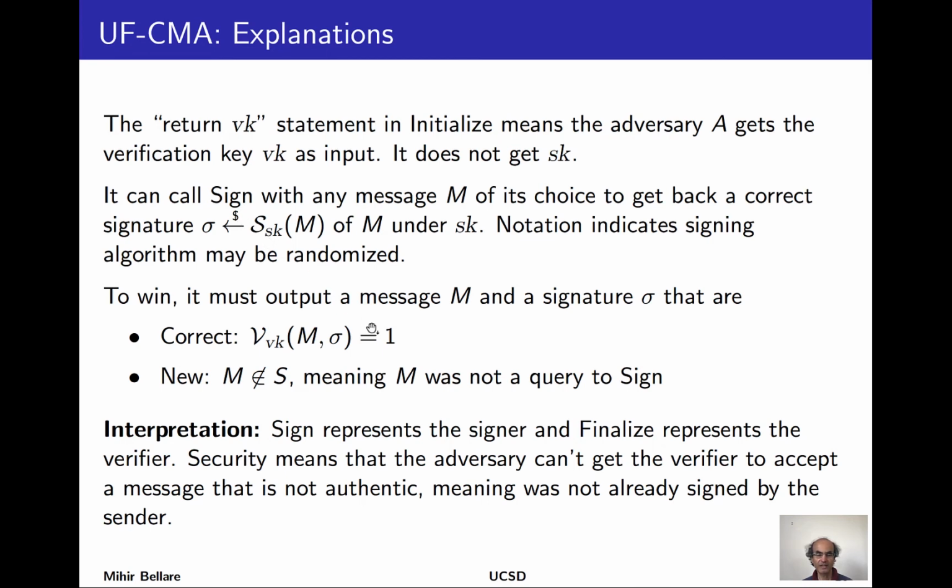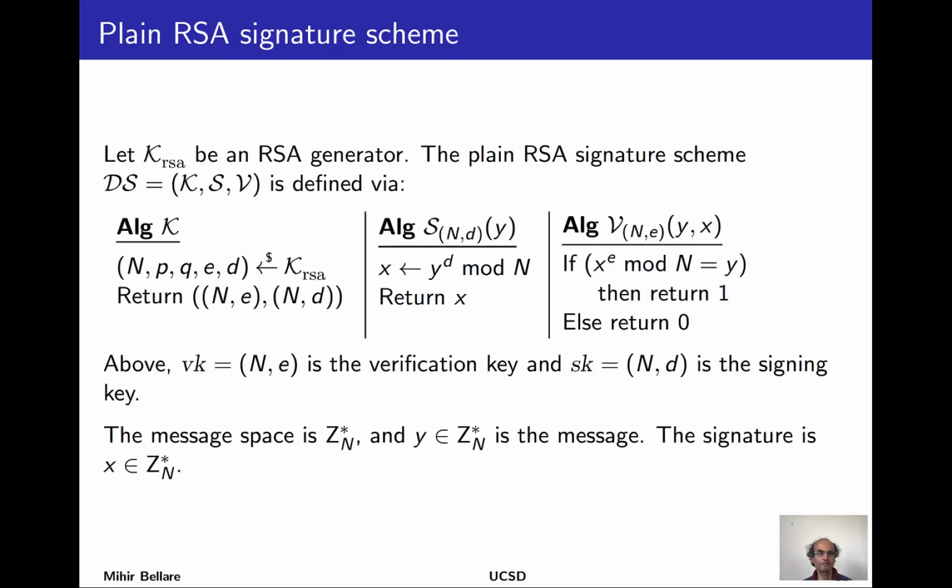And winning requires 2 things. For the forgery that the adversary outputs, the message-signature pair, it's correct, it passes verification, and it's new, it wasn't something signed before. In words, what we said before: it's not possible for the adversary to get a verifier to accept as authentic a message unless it really was authentic, meaning signed by the real sender.